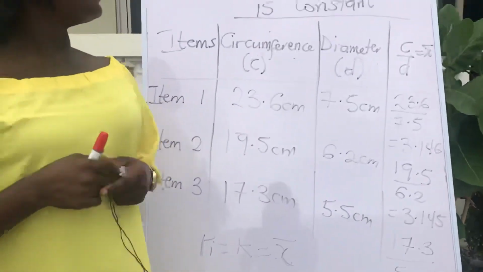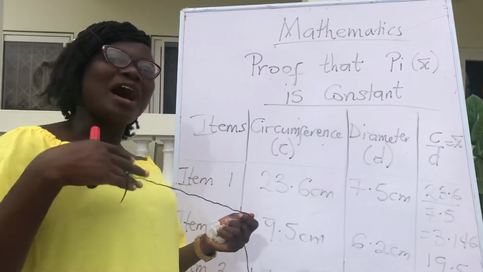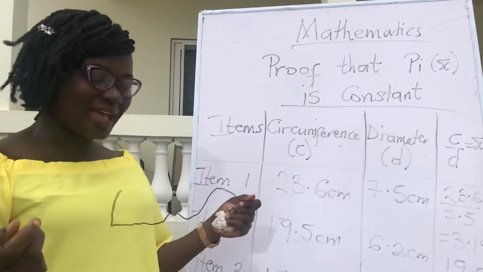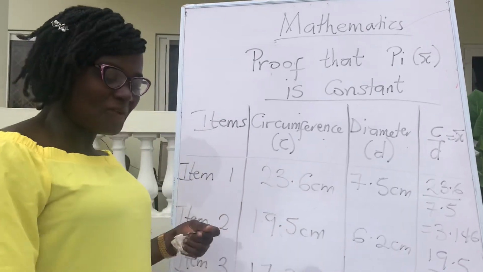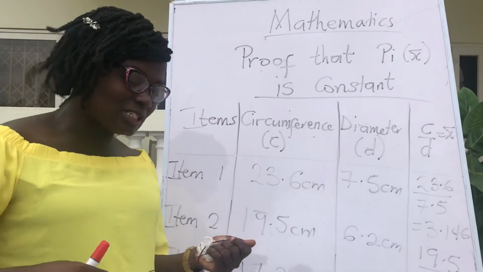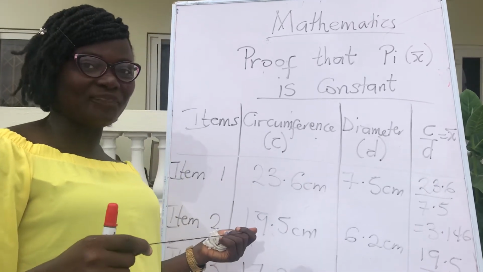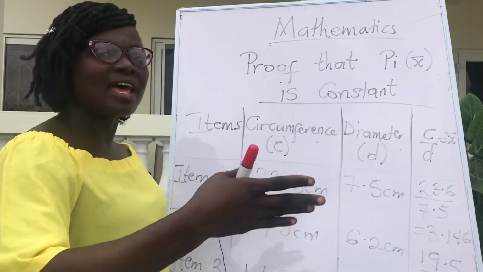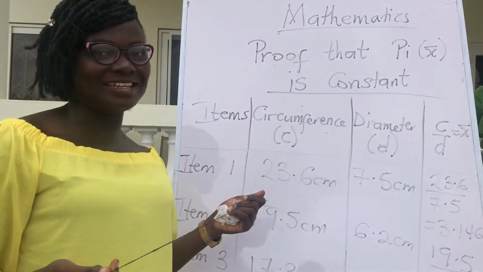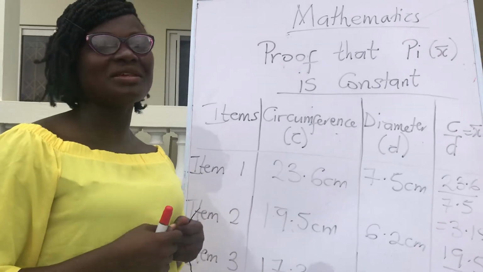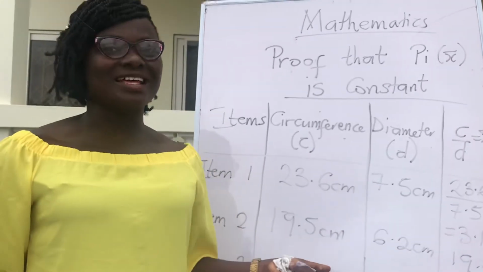So thank you so much. This is our proof. I will encourage you to do more on your own. Get so many items, then find the circumference of those items as well as their diameters. After that, you divide them and you will observe the answers you'll be getting. And due to that, you can confidently say that pi is constant.